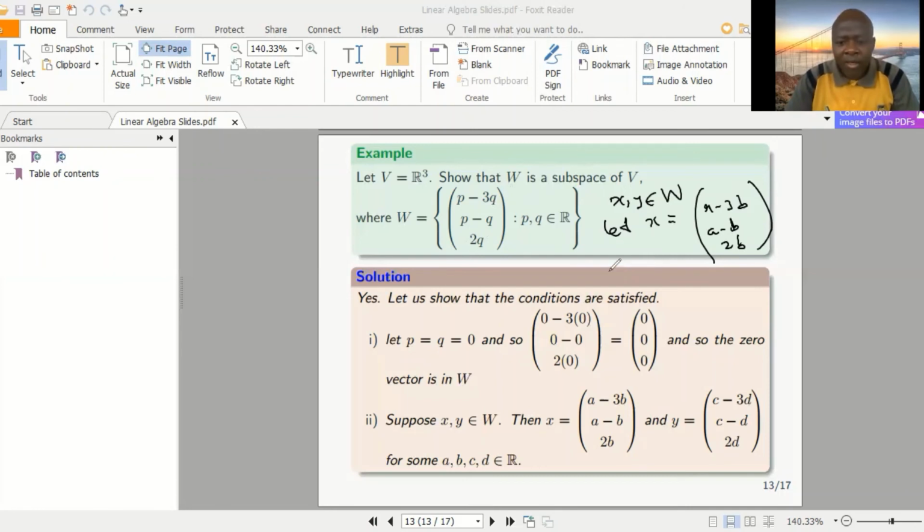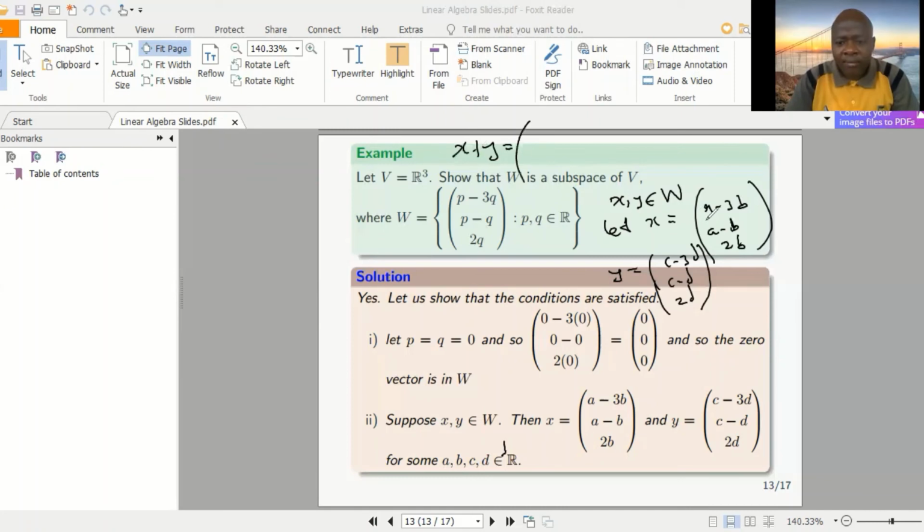I also want to choose another vector y, and I call it C minus 3D, C minus D, and then 2D. So that is the other vector that I've chosen. So I want to find the sum of these x and y, and see whether the sum will be in W. So what will be the sum of x and y? So x plus y.